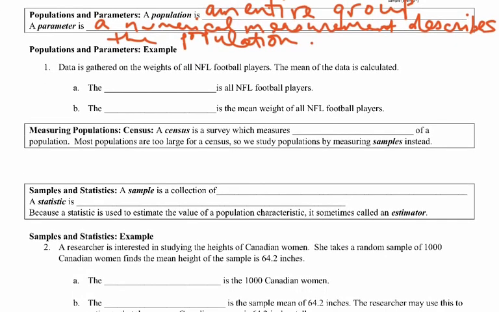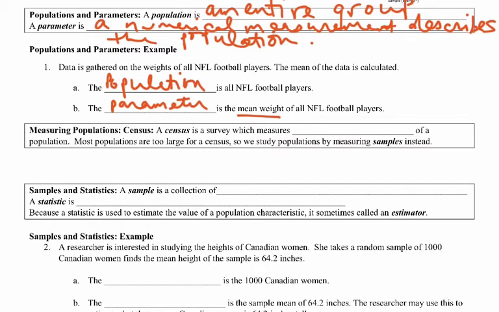So a quick example here: data is gathered on the weights of all NFL football players. The mean of the data is then calculated. So all NFL football players represents our population. And then the mean weight that we compute, since we use the entire NFL, all of the football players or our entire population, that mean weight that we compute is an example of a parameter. So the parameter, remember, is a measurement on the population.